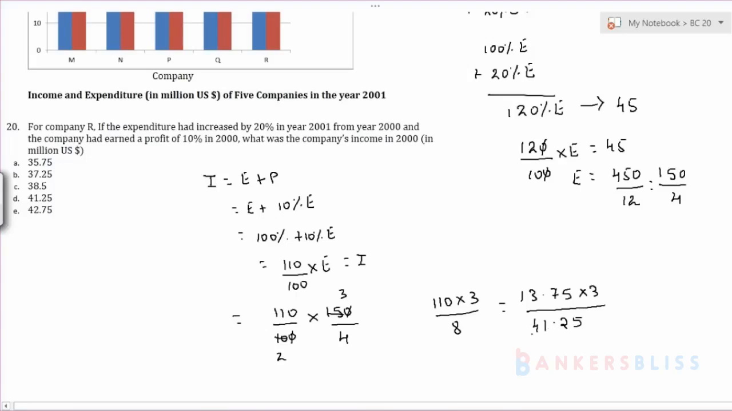So, 41.25, option D is the right answer. So, the income was 41.25. Very simple. They had given the 20% increase in the expenditure from 2000 to 2001. So 2001 data we know, that is 45. Based on that we calculated the 2000 expenditure, and in 2000 there was a 10% profit. So 110% of expenditure will be the income, which is 150 by 4 into 110 by 100. If we do that, we get the value of income, that is 41.25. Option D is the right answer.